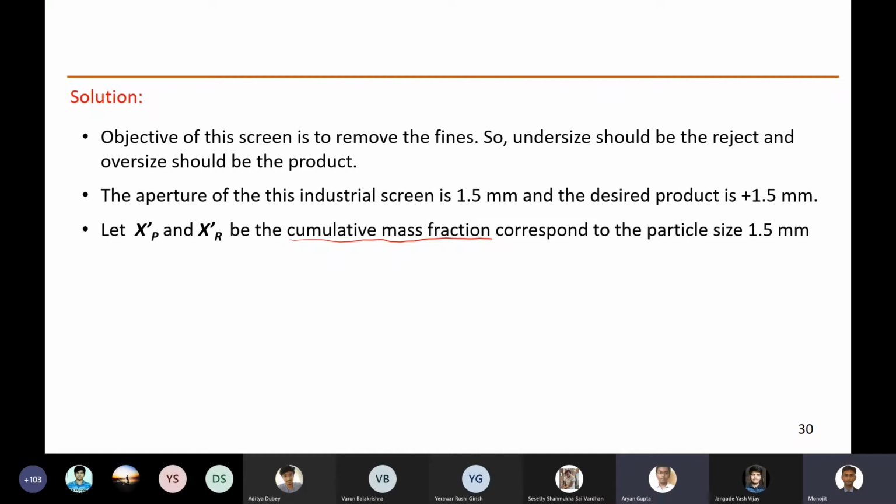Yes, sir. So if I define the smaller mass fraction as xp dash, then what would be yp? Yp, the way we defined it, is the mass fraction of our desired product in the product stream. How is this related with xp dash?